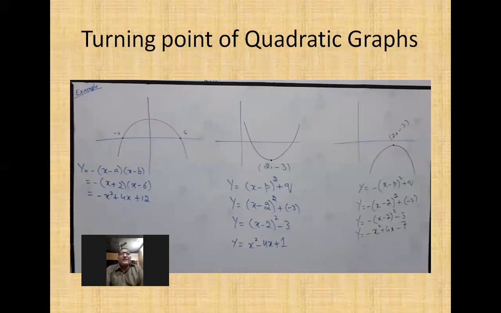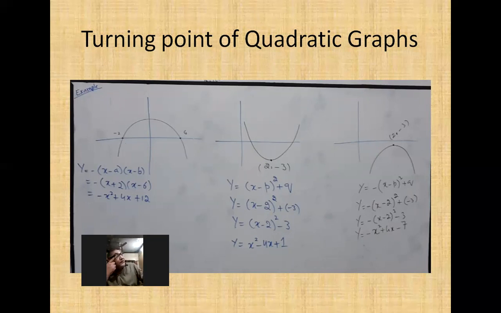Okay, now we have the fourth example. Here I have shown you a graph, and in this parabola the x-intercepts are given. One x-intercept is minus 2, and the other x-intercept is 6. And it's a sad face. And if it's a sad face, you can find this equation.